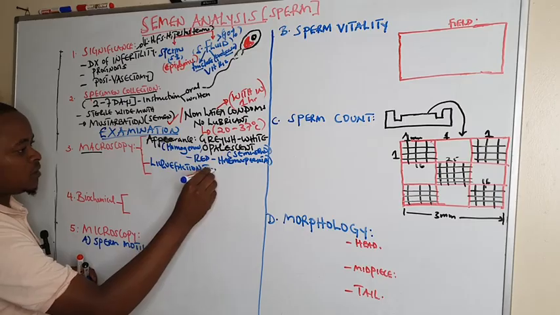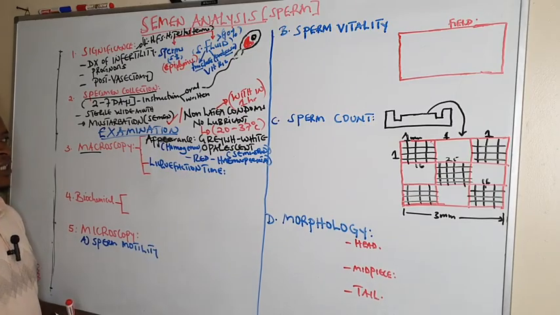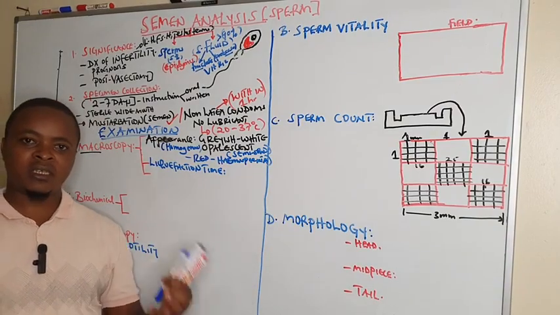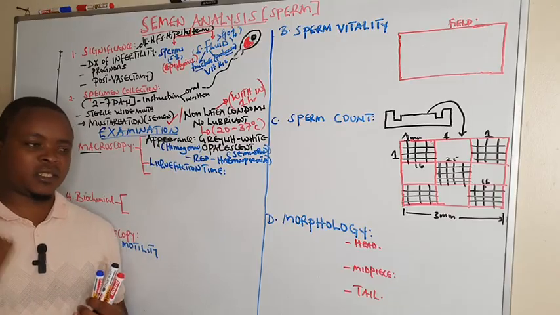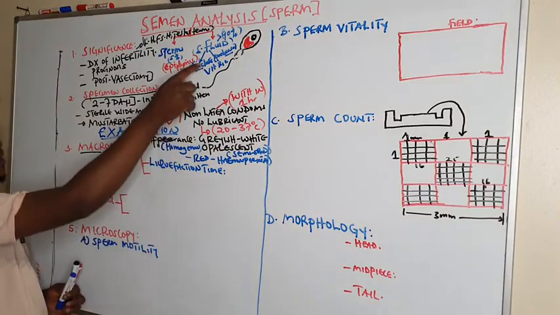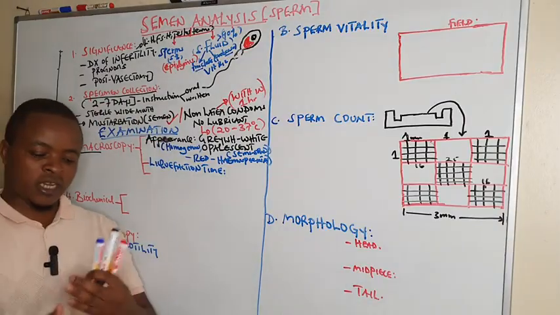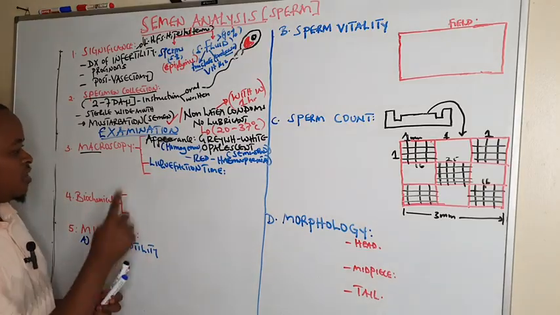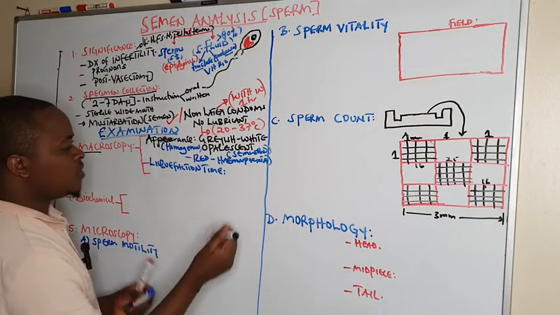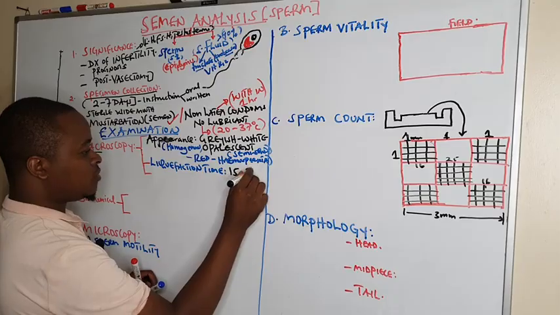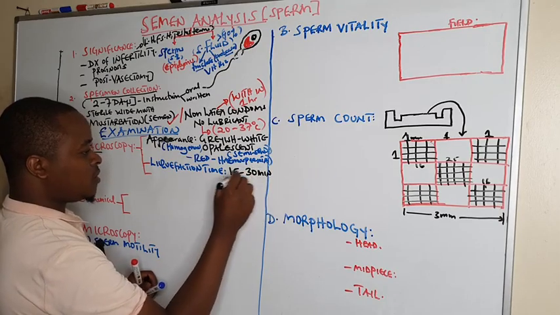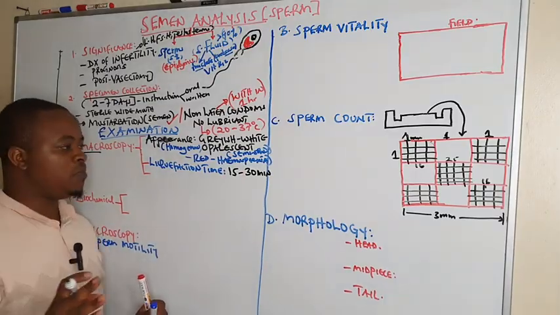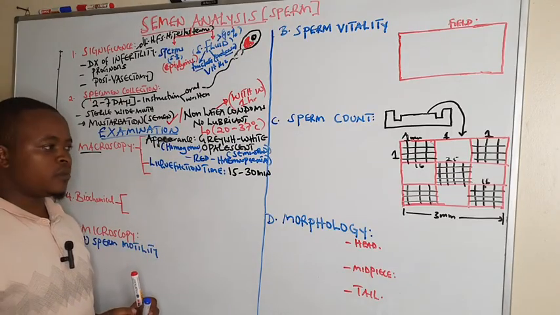Liquefaction time. The time taken for this semi-solid substance or coagulum to liquefy either at room temperature or at 37 degrees centigrade. As we say, there is presence of proteases that enable it to become a homogeneous liquid. And the normal liquefaction time should be between 15 to 30 minutes. So within 30 minutes, this semen should liquefy.